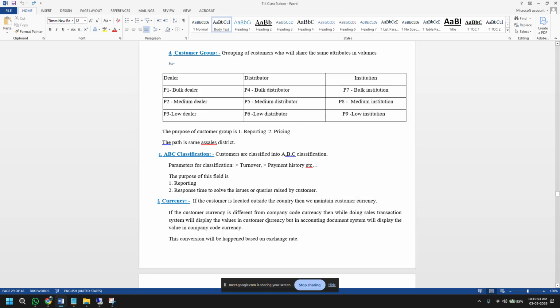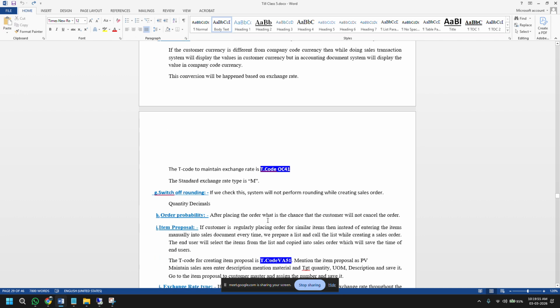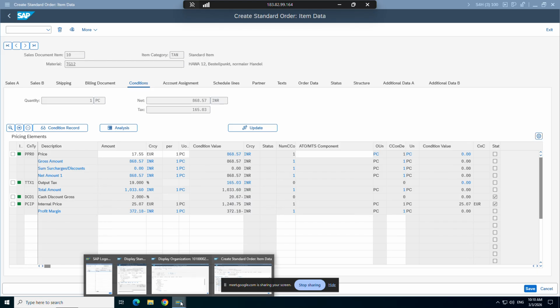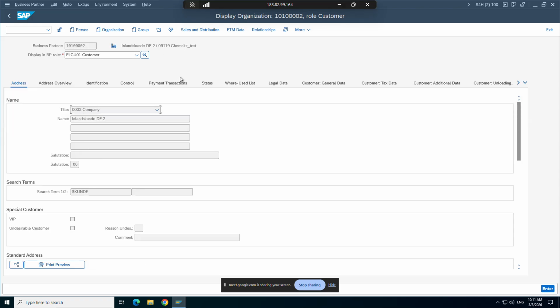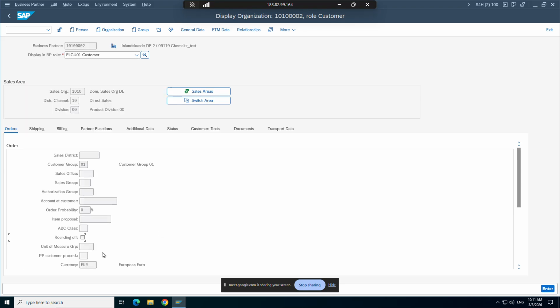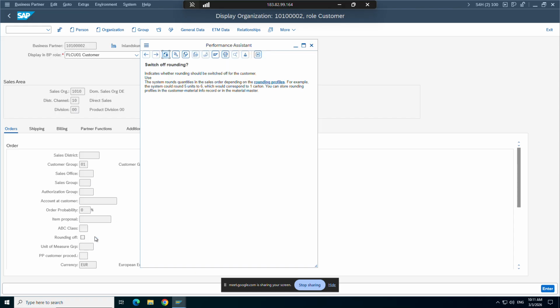So currency we have covered. Next, switch of rounding. Where do we have that rounding thing? Let's go to our customer. This is rounding. You can select any of these fields, then press F1, and you can read the documentation on what this field does. SAP, as I said, gives very proper and accurate information.